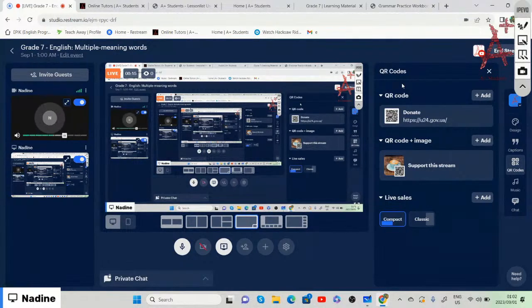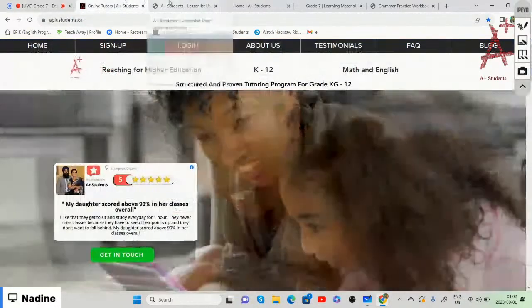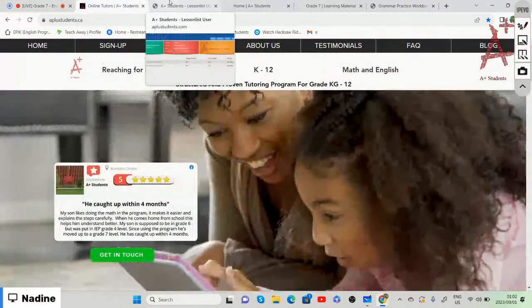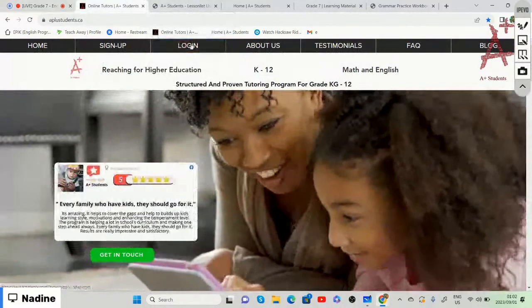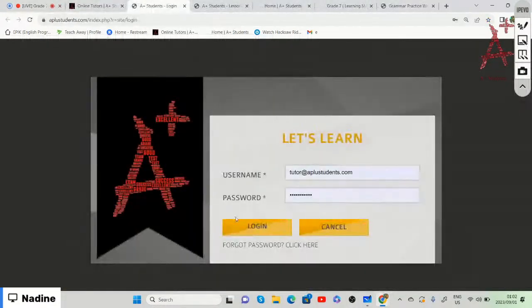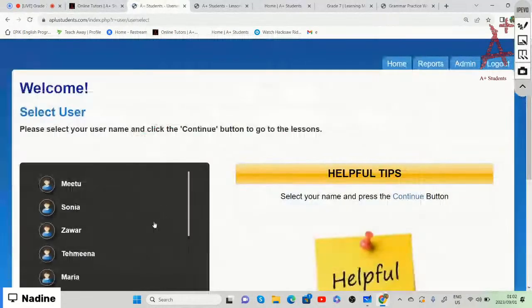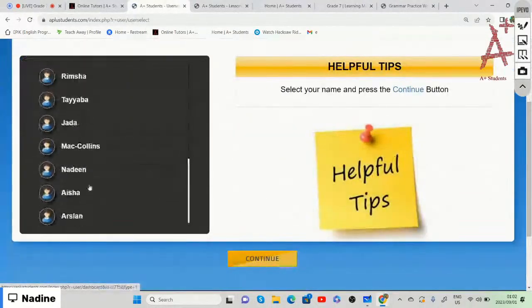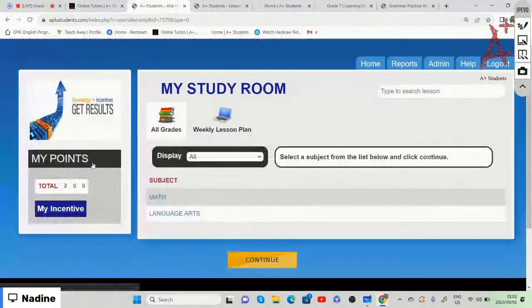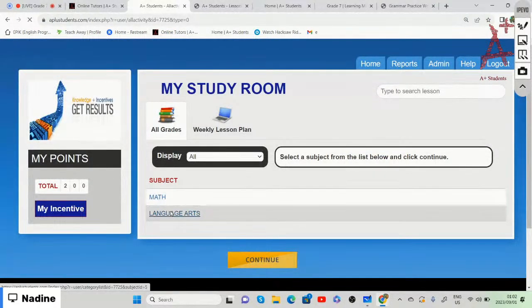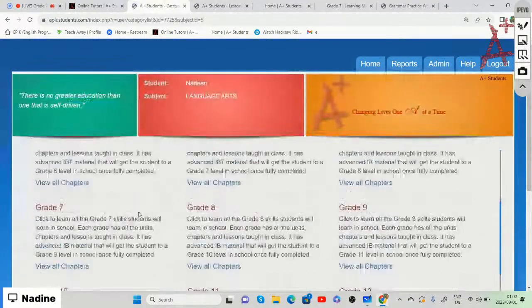All right, so for today, we will be doing our grade 7 English lesson on multiple meaning words. And before we start, we're going to log into aplusstudents.ca with our username as well as our password. We are then going to select the subject of language arts, grade 7.